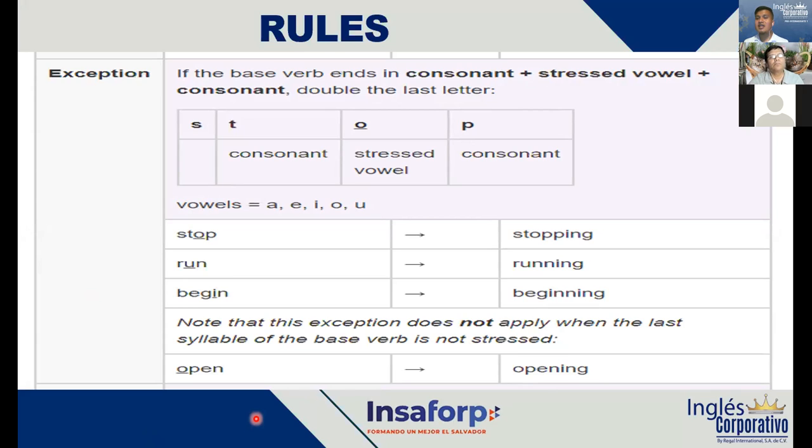But remember that that is going to happen only when the vowel or the sound of the vowel is stressed, because we have the verb open. And in that verb, it is not available to use the rule that we just saw. Con el verbo open, no podemos utilizarlo, aunque las últimas tres letras sí siguen el patrón. Pero ¿por qué no lo podemos usar? Simple, porque el estrés, cuando lo pronunciamos, no se le da en la letra E, sino en la O. Decimos open, open. So, that's why we cannot double the last letter, ¿sí? Solo le agregamos ing. Those are the exceptions that we have, okay?